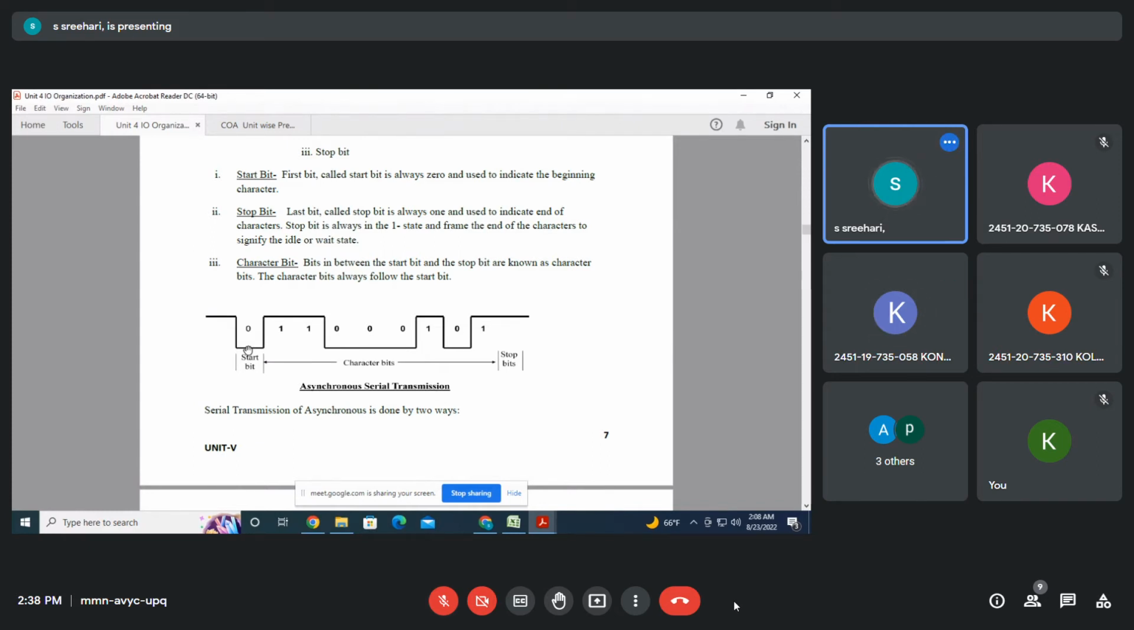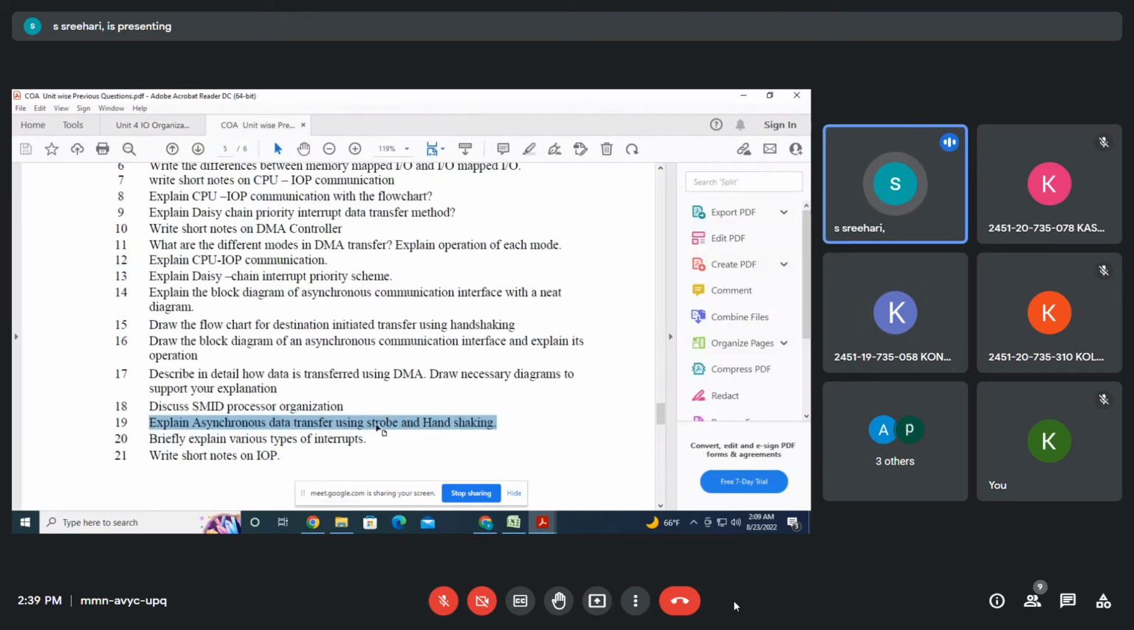The next coming bits are the message bits, and then there is the stop bit here. The stop bit is always one. Once the asynchronous data transfer of 8 bits is over, it places an active high signal, which is called the stop bit. This is the format we need to follow for asynchronous data transfer. This is what is asked: what is the data format of asynchronous data transfer.